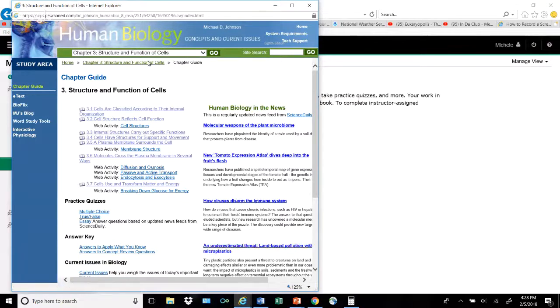So just an area to go to other than what you would see from your textbook and your notes and stuff in terms of that. Okay, so I wanted to show you that.